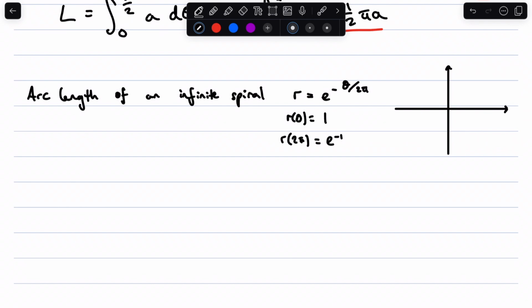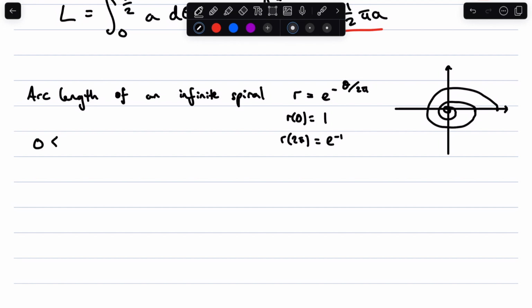As a final example, if we consider this interesting case of the arc length for an infinite spiral, it's given by this equation in polar coordinates, and r of 0 is just 1, so we'll be starting here. So when theta is 0, e to the 0 is 1. Then when theta is 2 pi, we're left with e to the minus 1, so some smaller number in here. And so after one revolution, we'll be here, and it will keep spiraling in and in like that. What is the arc length of that spiral?